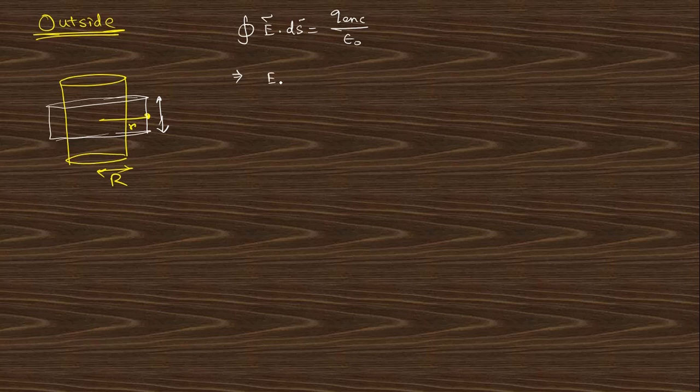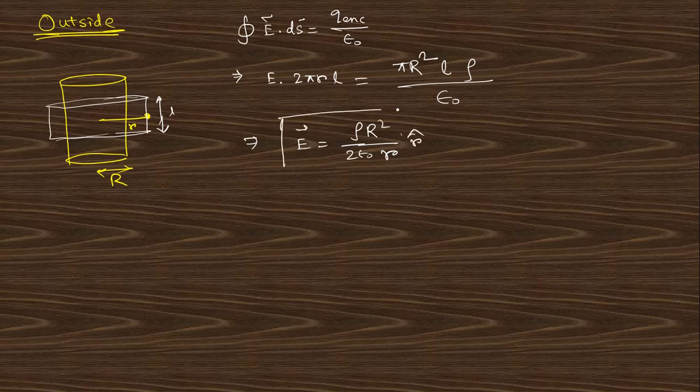So this is nothing but E into 2 pi r into L, and q enclosed is nothing but pi capital R square L into rho by epsilon naught. So you can see here that pi and L cancel out, so there is 2 epsilon naught r, rho R square by r, and in vector form this is the r cap. Okay, this was the outside electric field, E out.